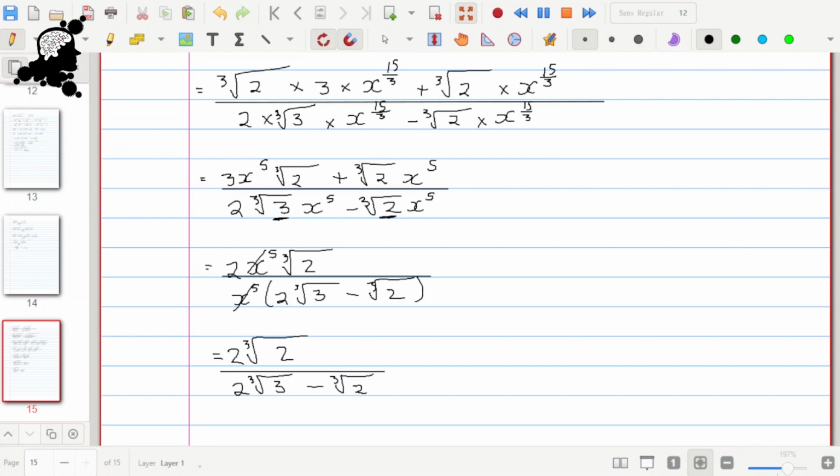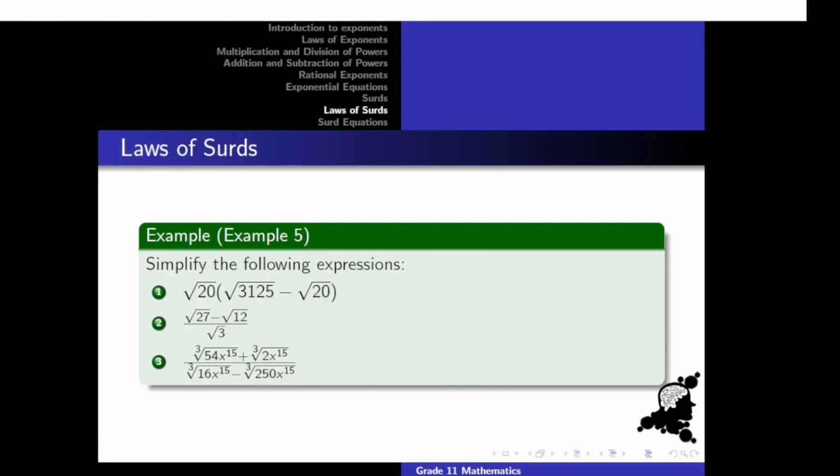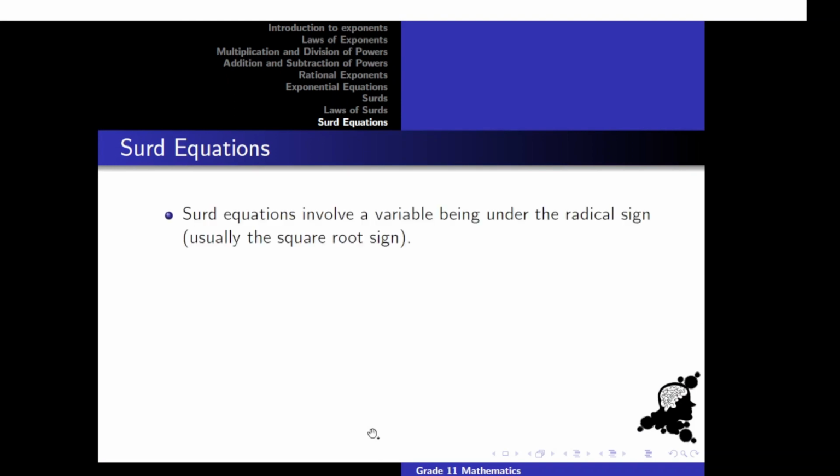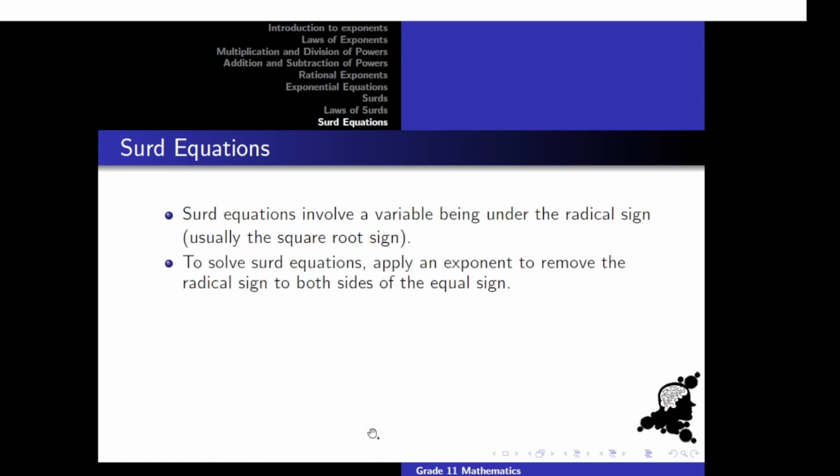Wonderful. Let's move on to the next section. Now, in our last section for this lesson, we're going to have a look at surd equations. Surd equations are the type of equations where you've got a variable being under the radical sign, and usually that radical sign would be a square root. In order for you to be able to solve for this type of equation, you need to apply an exponent to remove the radical sign on both sides of the equal sign.